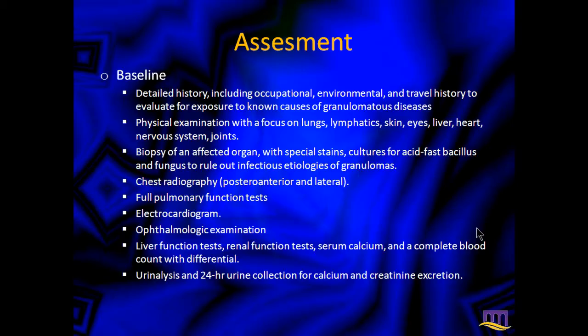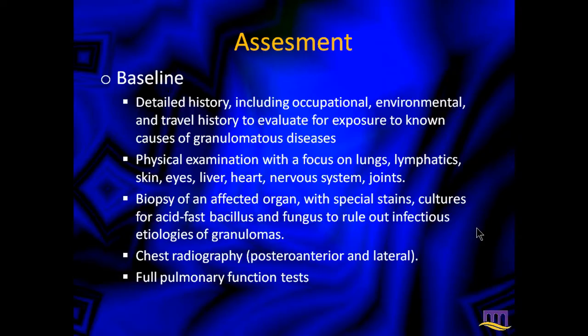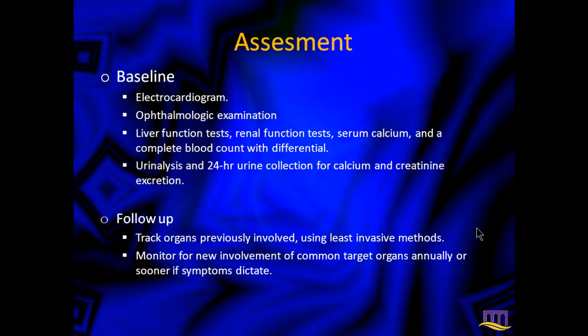And just usual blood work, liver function, kidney function. Calcium is very important. They might have hypercalcemia, and a complete blood count with differential. A urine analysis with a 24-hour collection of calcium and creatinine could be helpful if you see a high calcium and you suspect hypercalciuria, as these patients could have nephrocalcinosis. So in follow-up, you need to track the organs that you have recognized as being involved, obviously using the least invasive methods, and monitor for new involvement of common target organs.